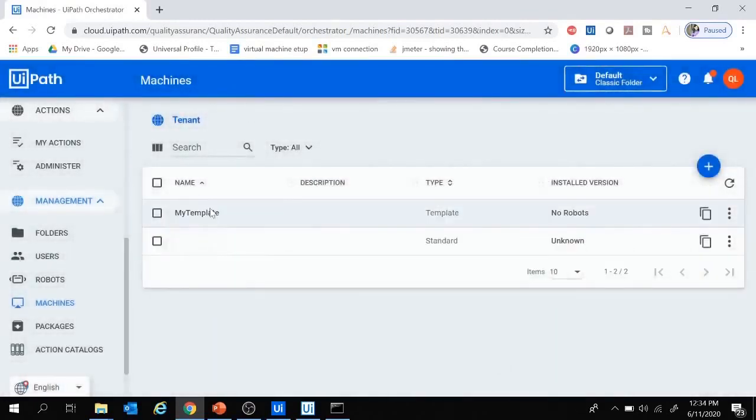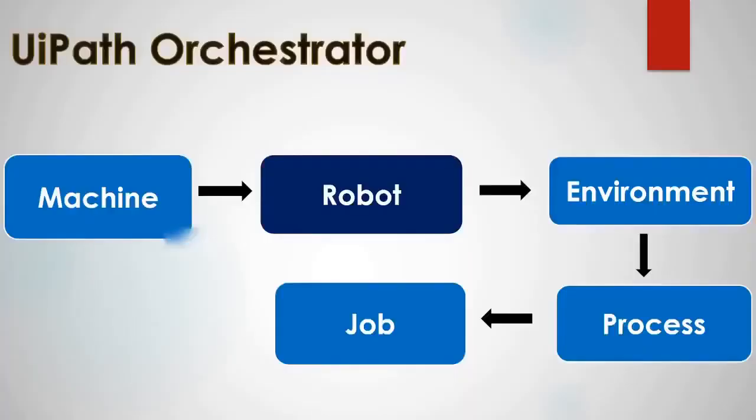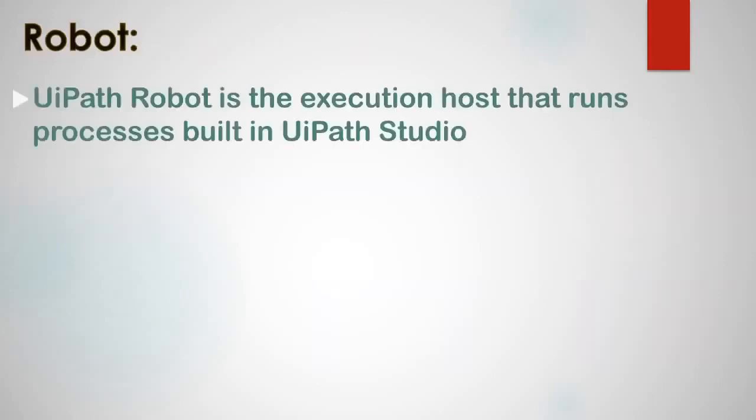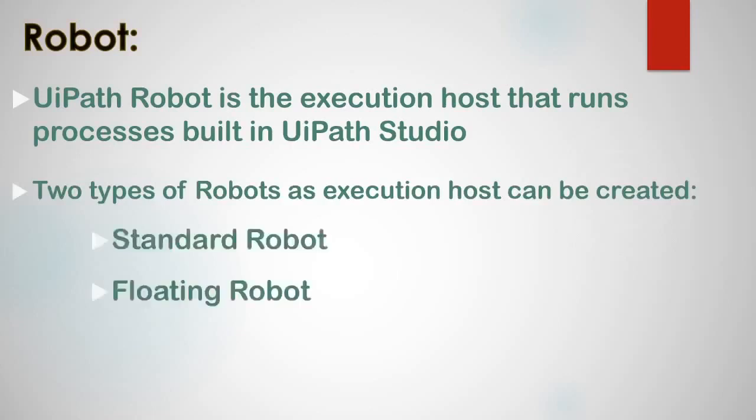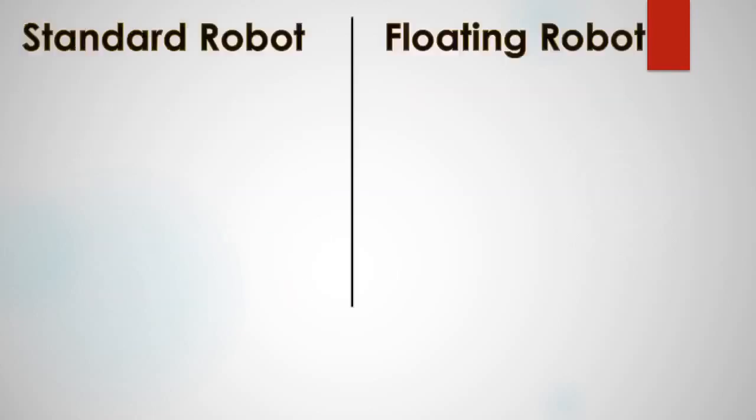So now that we have added the machine in Orchestrator, let's move ahead and look into the next step. The next step in the process is to add a robot in Orchestrator. We learned that the UiPath robot is the execution host that runs the processes built in UiPath Studio. Now there are two types of robot as execution host which can be created: the standard robot and the floating robot.